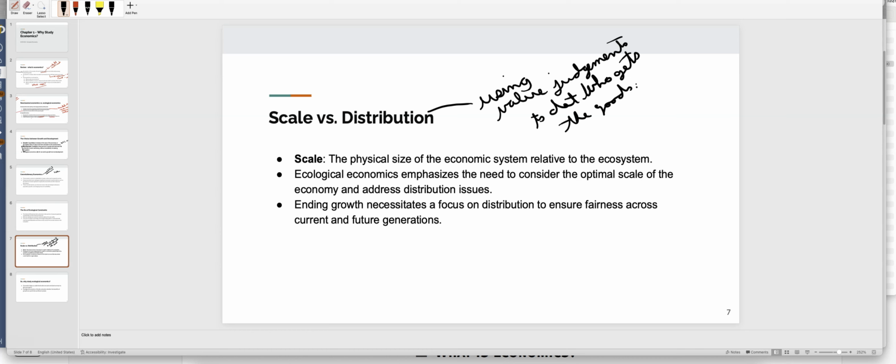So if we use value judgments to determine who gets the goods, that would be all what's done in ecological economics. But what ecological economics would also do is focus on something that mainstream economists don't focus on, which would be scale.